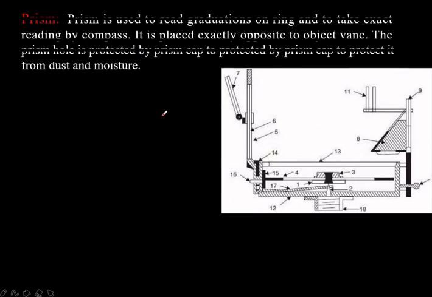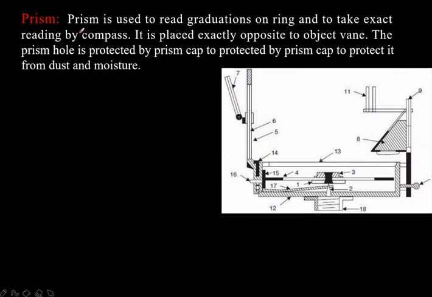See, next is the prism. The prism is used to read the graduations on the ring and to take the exact reading by the compass. It is placed exactly opposite to the object vane. So this is the object vane.